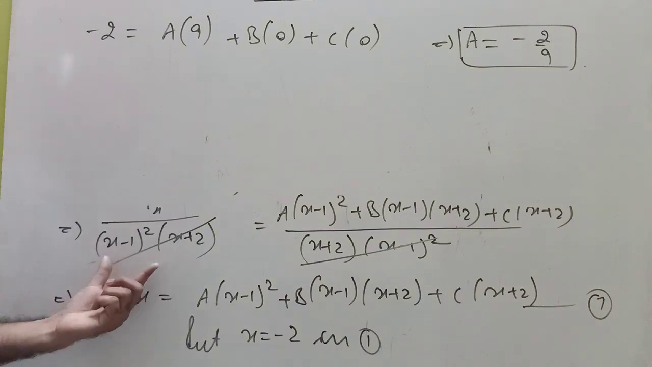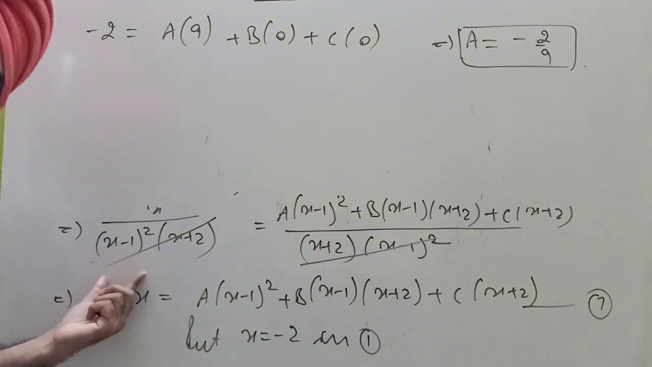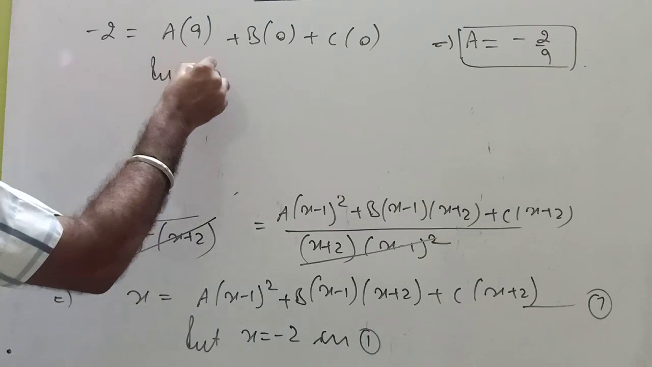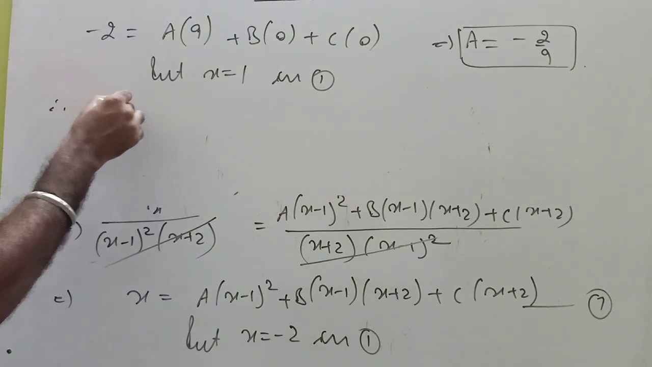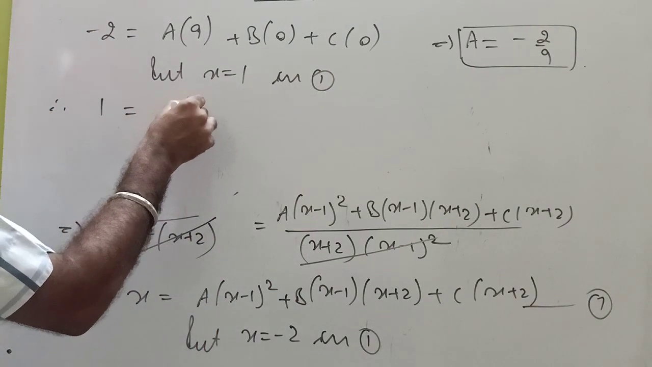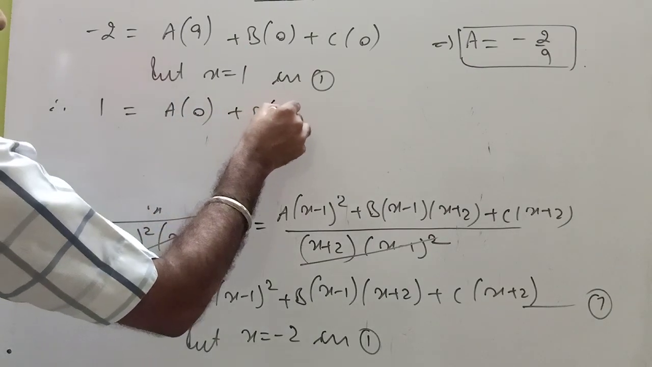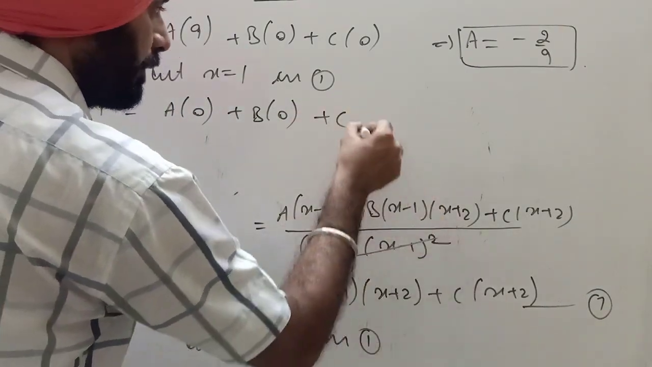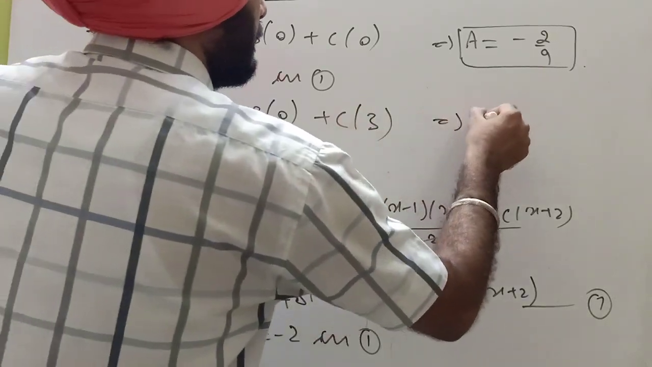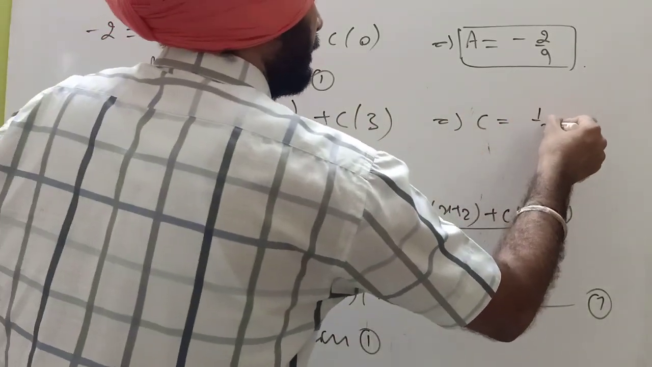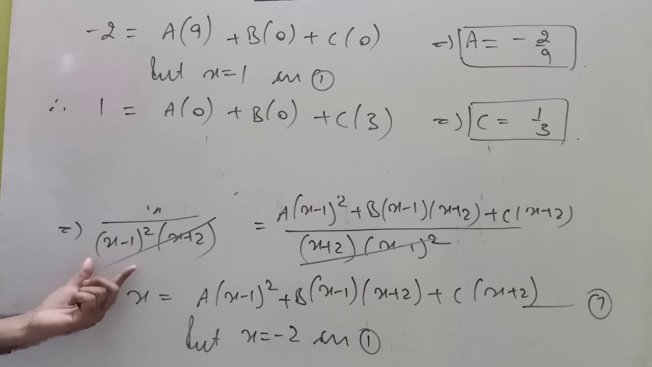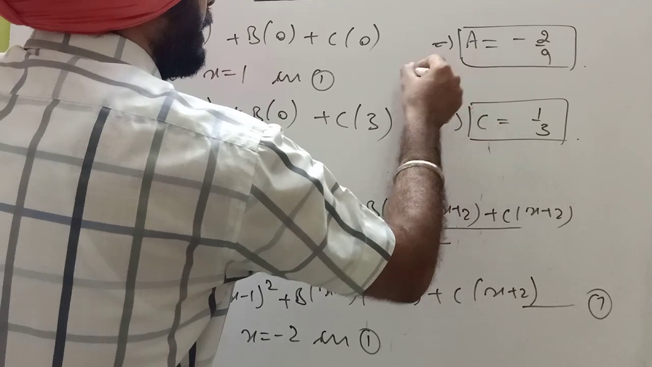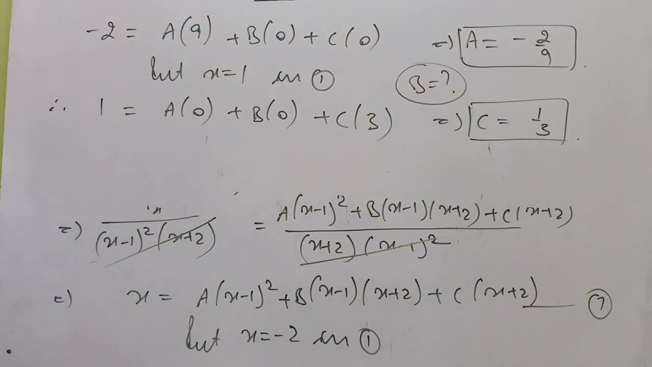For the next bracket there is x minus 1. When x minus 1 is 0, then x is equal to 1. So put x equal to 1 in equation number 1. Therefore equation 1 becomes: left hand side is 1, right side A into 0, B into 0, C into (1 plus 2) is 3. So the value of C is 1 by 3. So we have found A and C. Now there are no more brackets. We have put 1, we have put minus 2 also, but we can easily see that B is pending. So from where will B come?